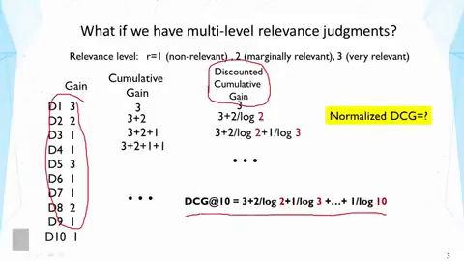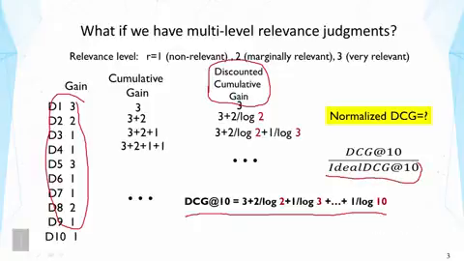So the last step is called normalization. And if we do that, then we will get a normalized DCG. So how do we do that? Well, the idea here is we're going to normalize DCG by the ideal DCG at the same cutoff. What is the ideal DCG? Well, this is the DCG of an ideal ranking.